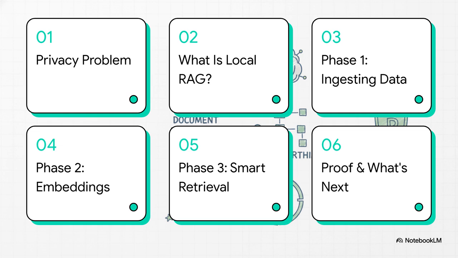Think of this as our architectural blueprint for today. We're going to break down this dense topic chronologically. We'll start with the privacy problem, then define what local RAG actually is. From there, we hit the three main phases: ingesting data, vector embeddings, and smart retrieval. And finally, we'll look at the proof that this works and what you can build next.